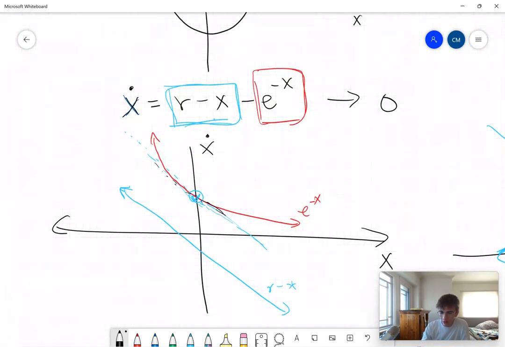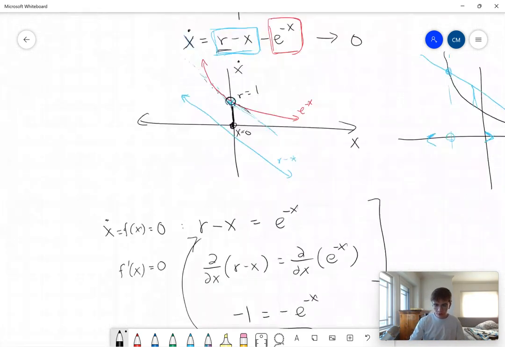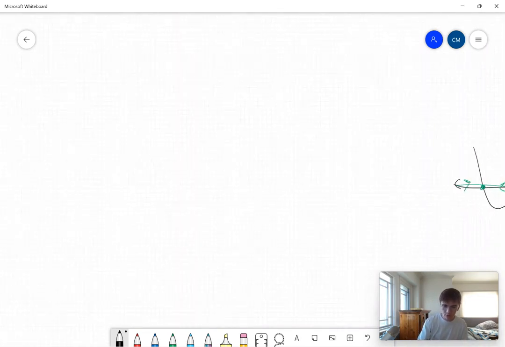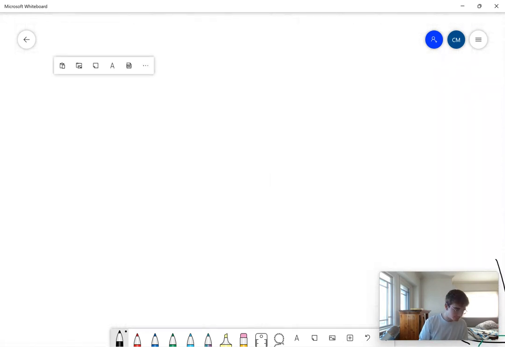So looking back here, we know that the critical value of r, this bifurcation is going to occur exactly when r is equal to 1, and it's going to occur exactly at x equals 0, okay? All right, so let's move on to the next type of bifurcation. The next type is going to be transcritical.